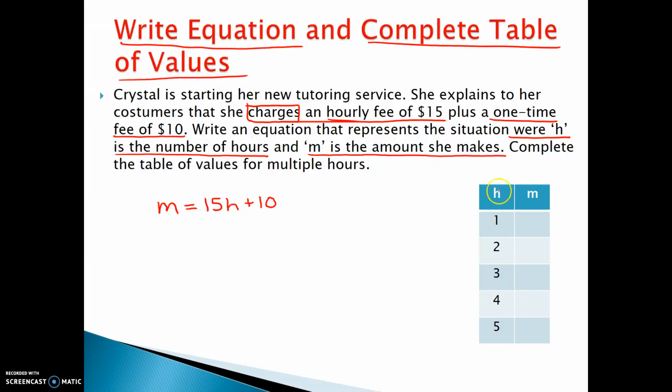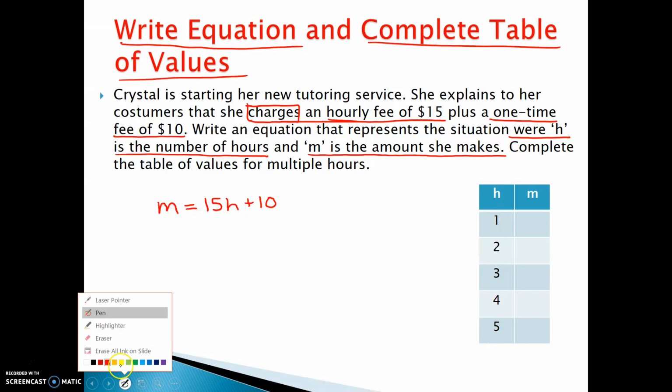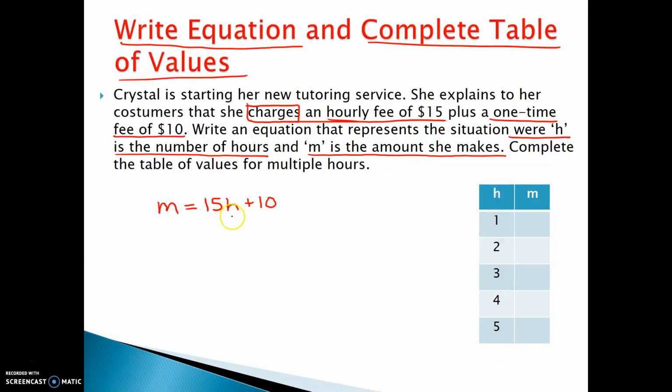What this is saying is here, H, for 1 hour, how much money has she made? For 2 hours, how much money has she made? For 3 hours, for 4 hours, for 5 hours. How are we going to figure that out? Well, it's just a matter of substituting. This is H, so I'm going to plug in here for H. I'm going to do the first one.